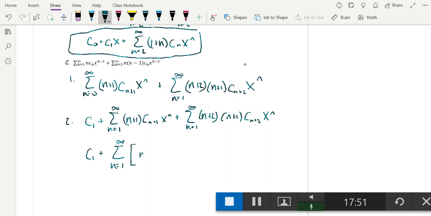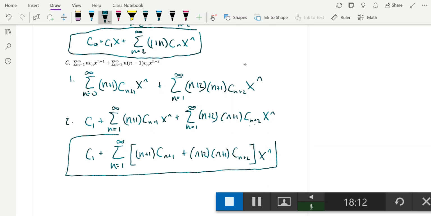I can't do that here, so I'm going to have a big bracket, and I'm just going to write down the coefficients. n plus 1, Cn plus 1, plus the coefficient over here is n plus 2, n plus 1, Cn plus 2, close bracket, x to the n. Today, this is all we're doing. Pretty soon, we'll be setting this equal to 0, writing down recurrence relations, and solving for the c's.